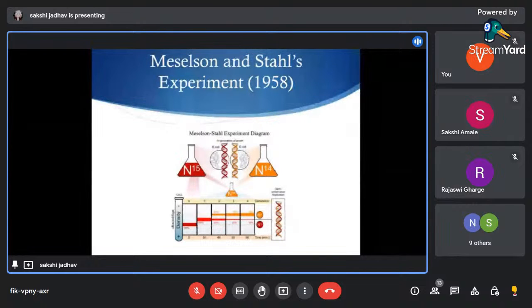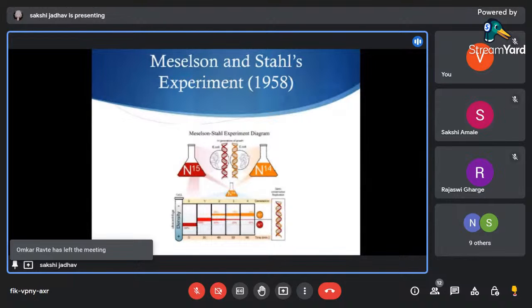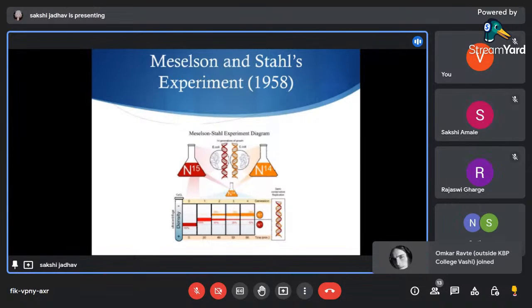As you can see in this diagram, they explain the experiment. Meselson and Stahl conducted their famous experiment on DNA replication using E. coli bacteria as a model system. They began by growing E. coli in medium or nutrient growth containing a heavy isotope of nitrogen, 15N.